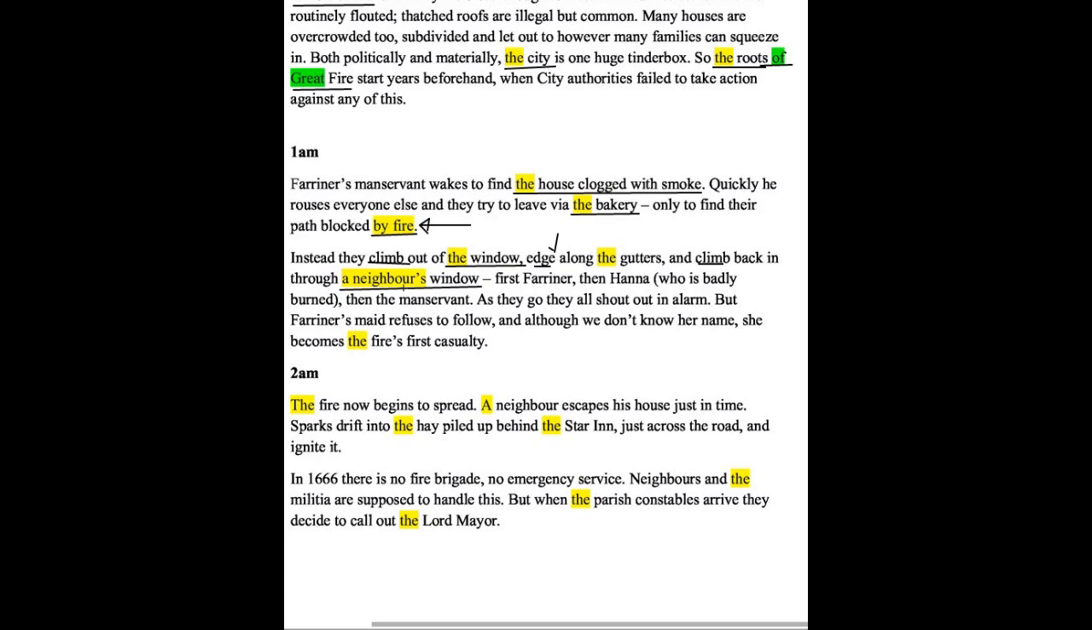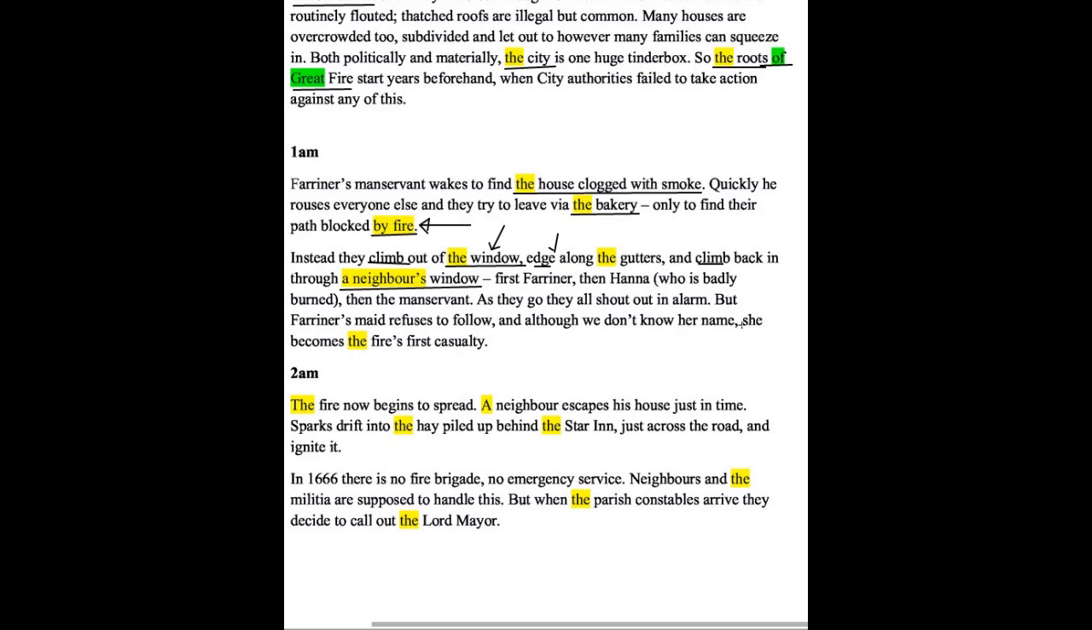We don't know which one. Maybe it was the neighbour on the left, maybe the one on the right. And we don't know which window here. Before we knew it was his window, the window of his bakery, and so we said the window. But here we said a neighbour's window because we don't know which neighbour.